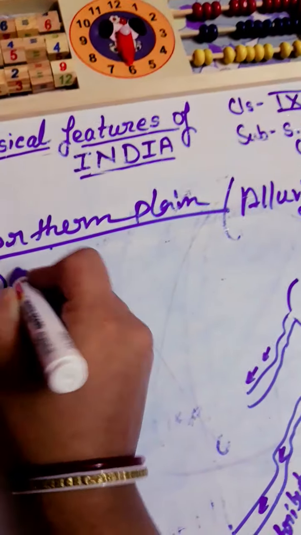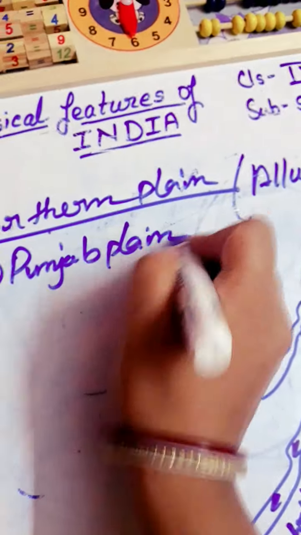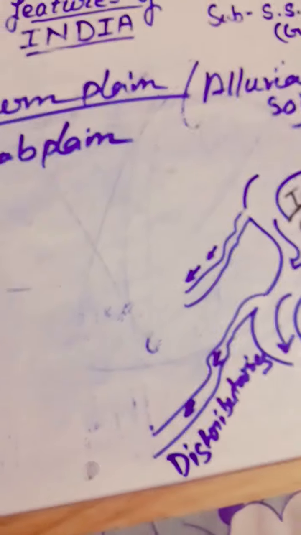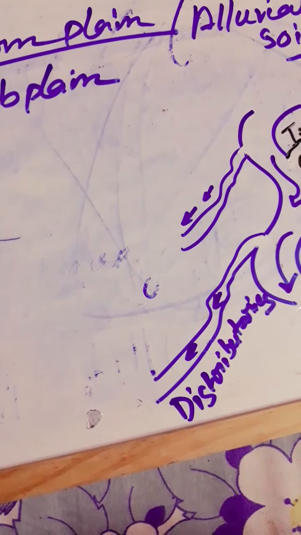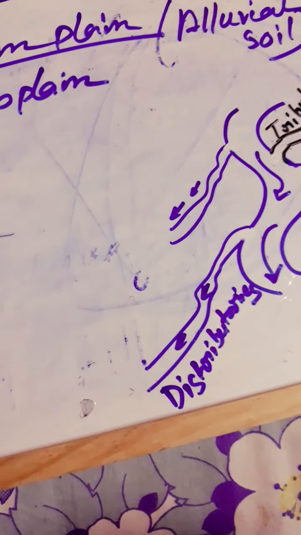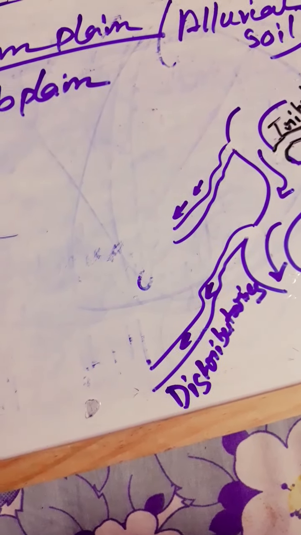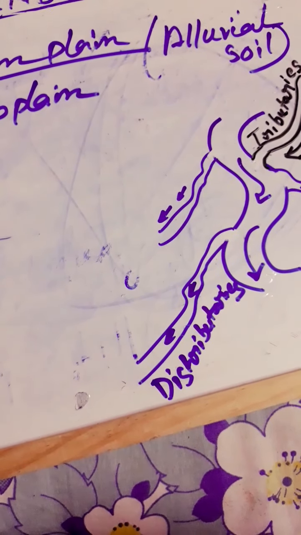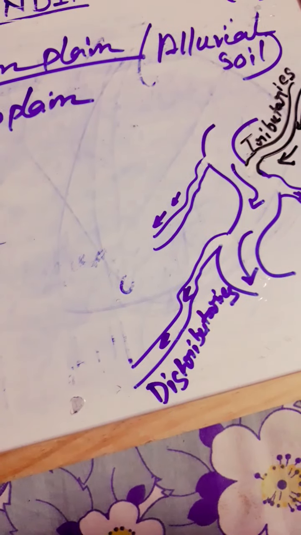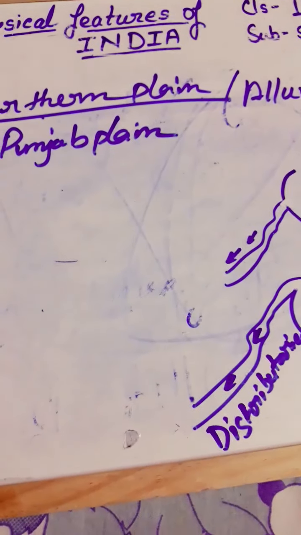So number 1, Punjab plain. Okay. Next, formed by the Indus and its tributaries, the larger part of this plain lies in Pakistan. The Indus and its tributaries, the Jhelum, the Chenab, these are the tributaries, okay, and the Ravi, Beas and the Satluj originate in the Himalayas. This section of the plain is dominated by the Doabs. These are the important part of the short question.